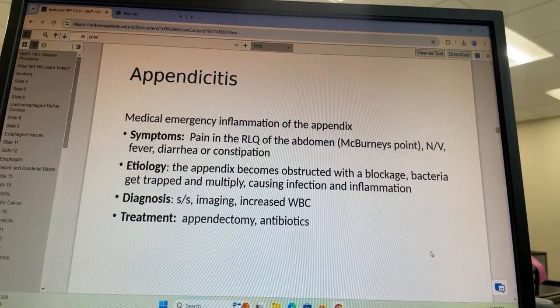All right, appendicitis. Pretty common. Anybody ever had their appendix removed? Just curious. You have? Yeah. How old were you when that happened? 16. Really? What did it come on suddenly, or was it kind of a slow gradual?